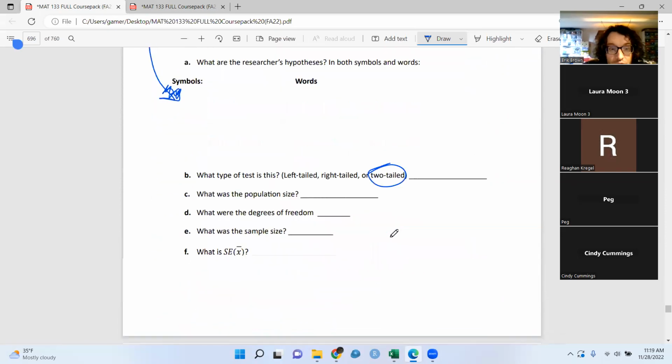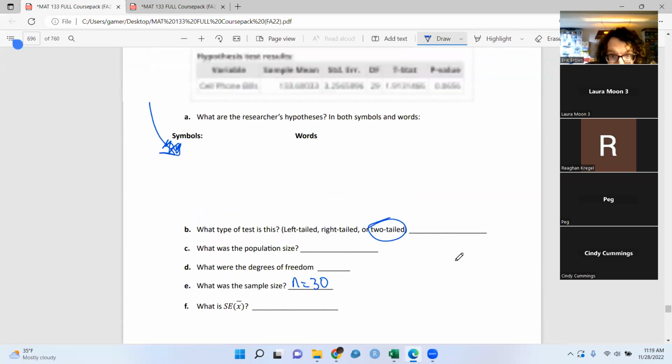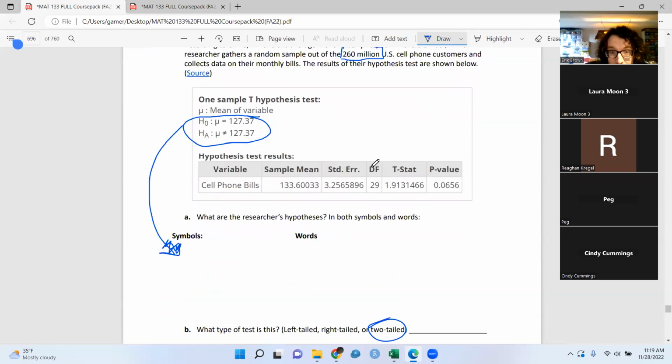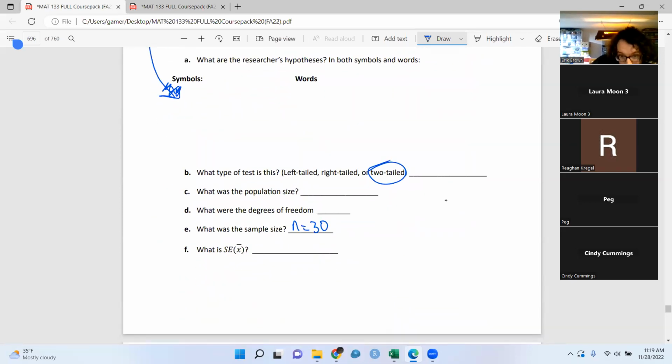So, be careful keeping track of population size versus sample size. So whoever said 30, you're right about that. Degrees of freedom, just remembering that you can read that, 29. Now, if you're wondering where everyone got the sample size of 30, remember degrees of freedom is n-1. So if we know the degrees of freedom is 29, add 1 to it, we get 30.